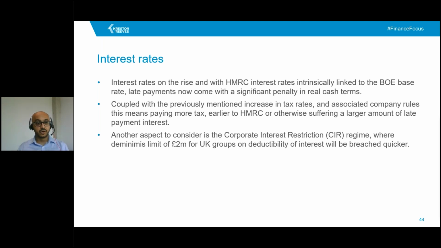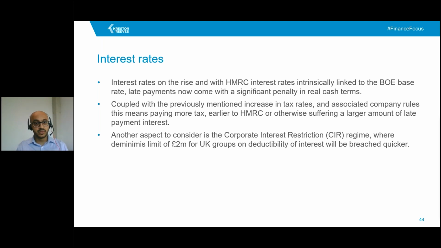This not only results in additional administrative costs in terms of doing the calculation and making sure any restrictions are not breached, but also if the interest deduction is restricted, then it will accelerate tax payments where the interest deduction is not allowed or it's deferred to a later period.